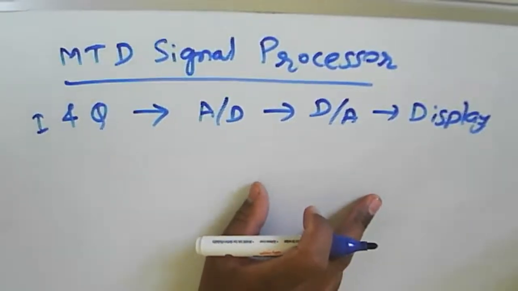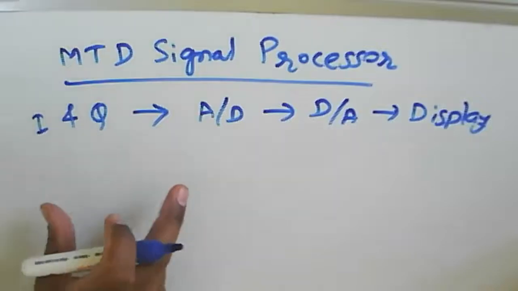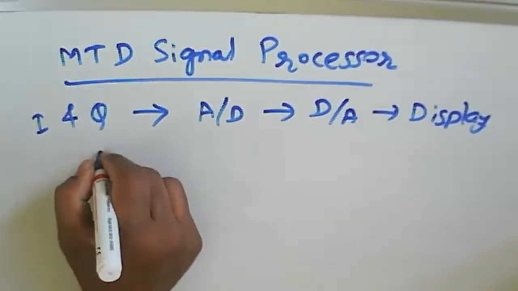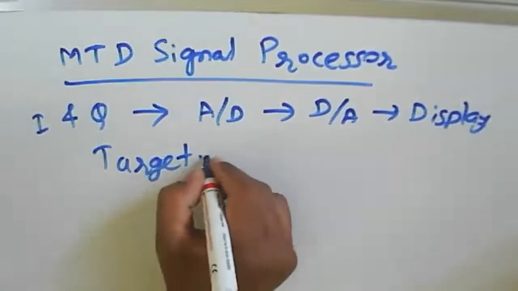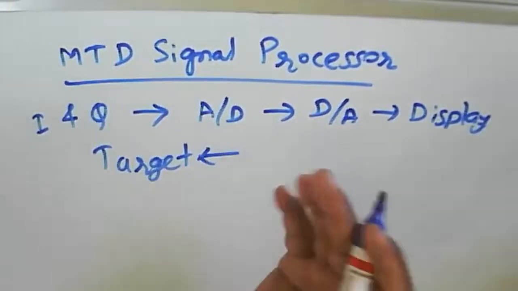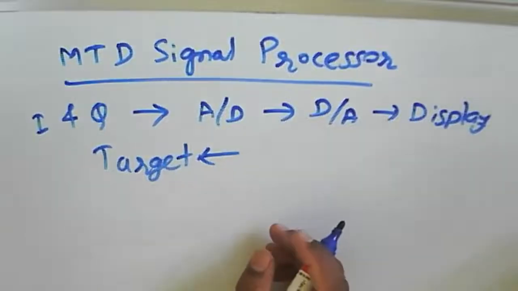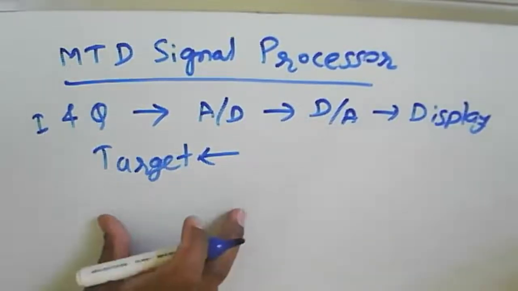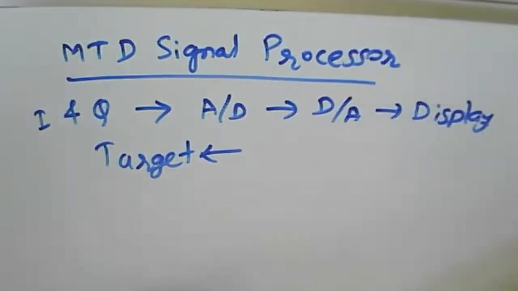So now we will consider the moving target detector. How is the target to be detected? There will be a target present within a particular range. So that signal is to be detected, whether the target is present or not. That is nothing but a moving target detector.